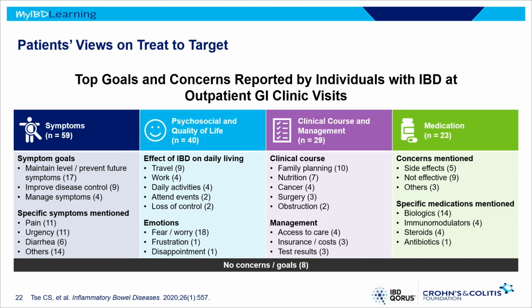So in terms of symptoms, their main concerns were maintaining remission and preventing future symptoms, and improving disease control. Specific symptoms mentioned were pain and urgency, like rectal or fecal urgency, feeling like you need to go, but not necessarily diarrhea. Psychosocial and quality of life, so work or travel, those are some of the main concerns. Emotions, fear and worry were the 2 main emotions we were seeing as a concern for our patients with IBD. Clinical course, family planning, nutrition, management, access to care.